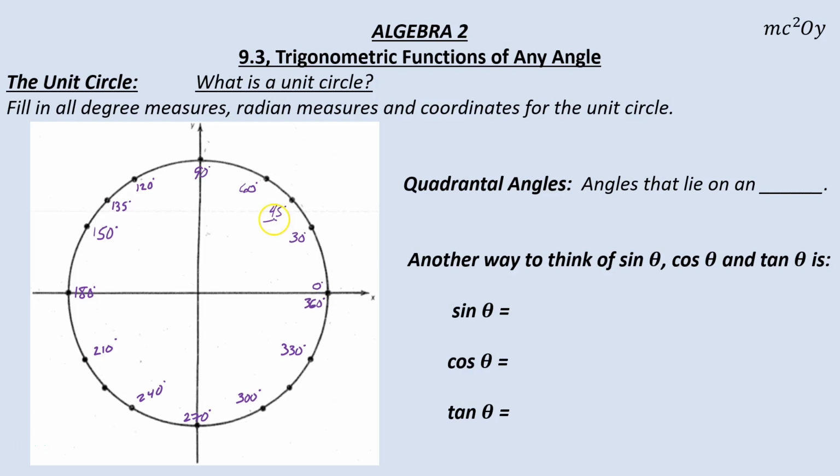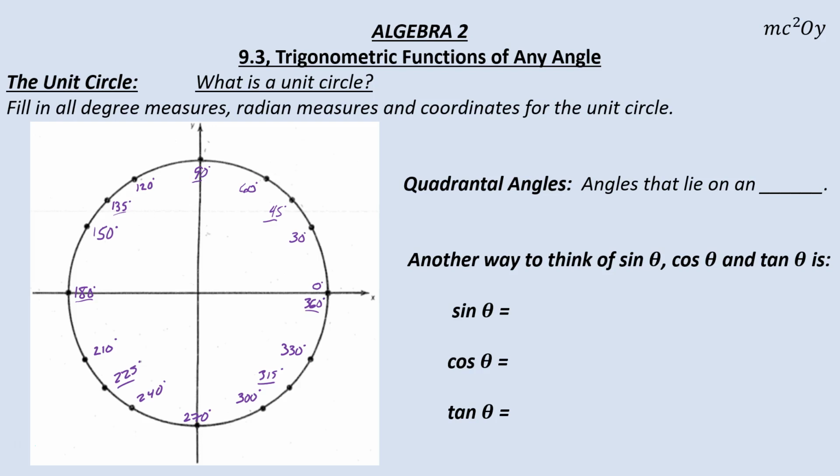Okay, now I can count my 45. So 45, 90, 135, 180. Then add 45 more is 225. And then 270. And add 45 more, we get 315. And then we obviously have our 360. Okay, so degrees should be pretty easy to get.